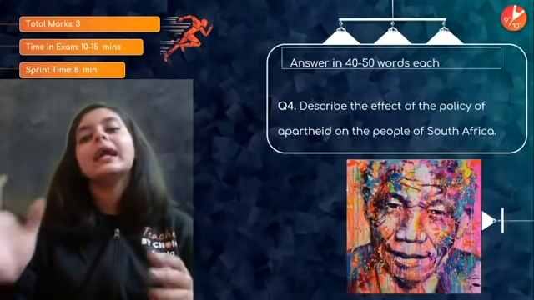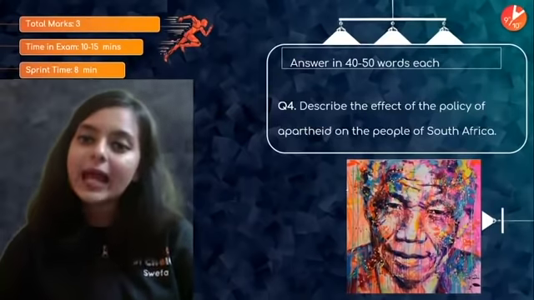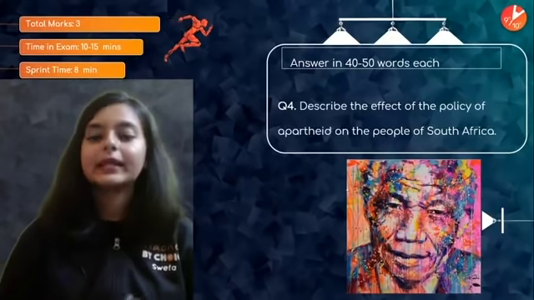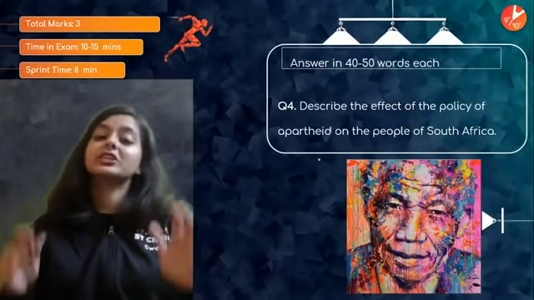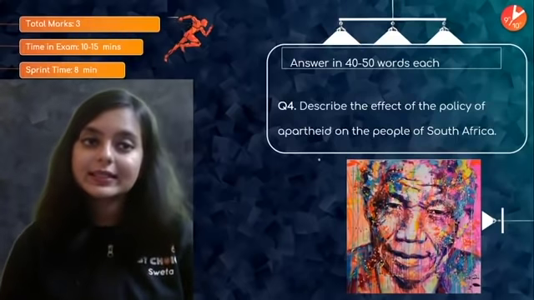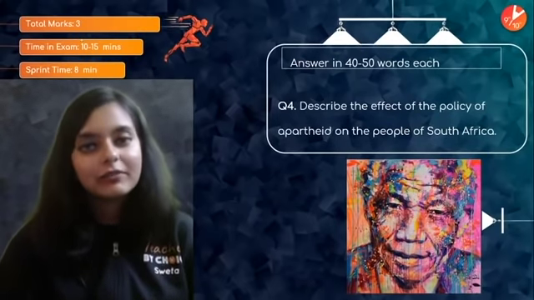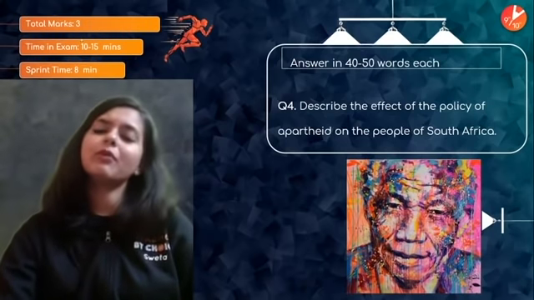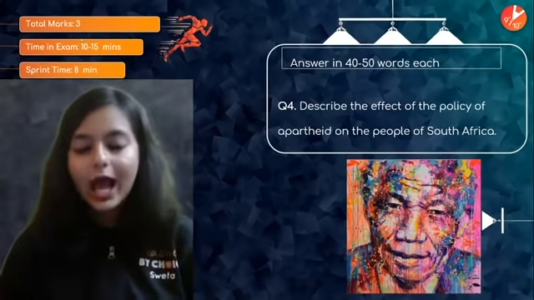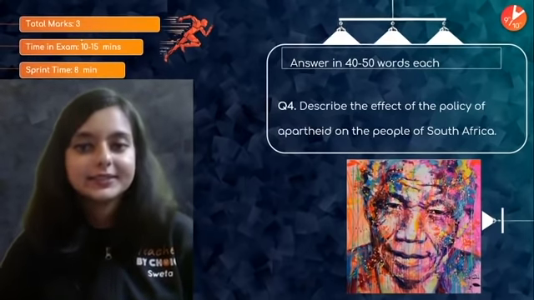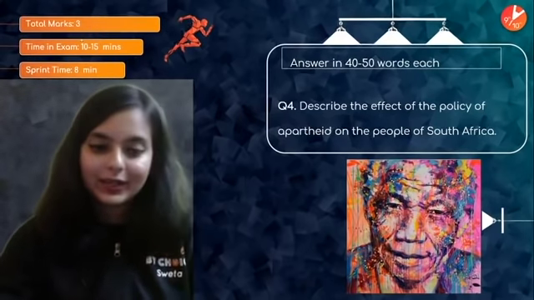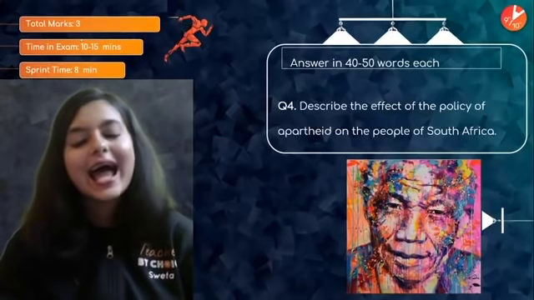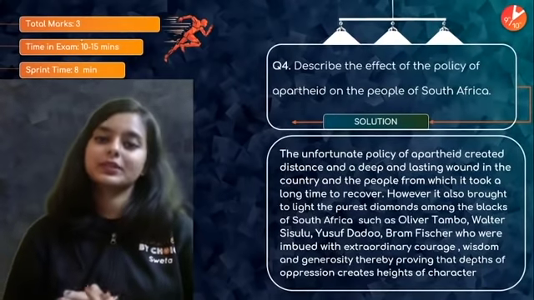Resuming our session, now next is: describe the effect of the policy of apartheid on the people of South Africa, which is again a very important question. This can come for 3 marks. And now we will be getting to know the answer. But before I show you the answer, I want to know the points from you all, guys. What do you think about this answer? Do mention in the chat box and let me show you now the solution to this question.